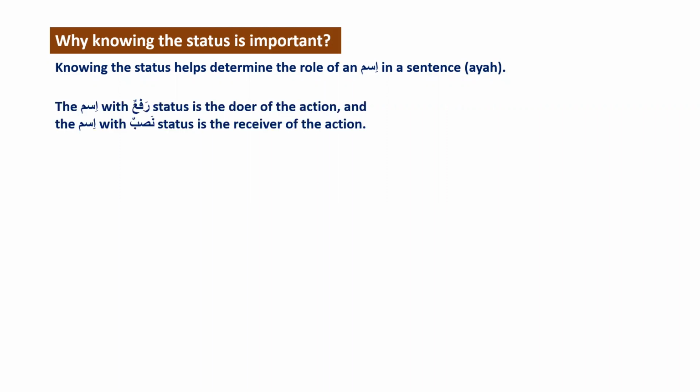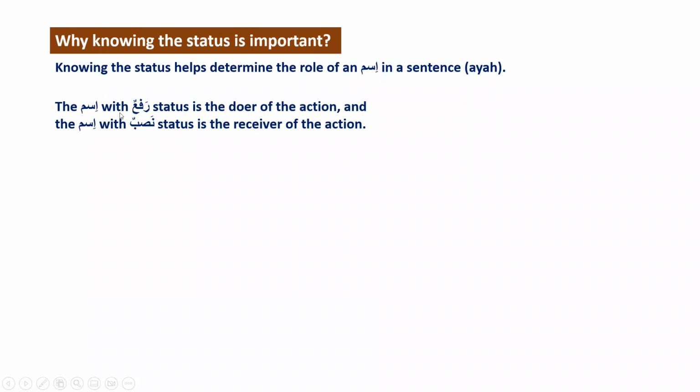If the ism is in rafa status, then it will be the doer of the action. The ism with rafa status is the doer of the action. And the ism with nasab status is the receiver of the action. I won't talk about jar status today, just rafa and nasab. We will leave that for some other time.